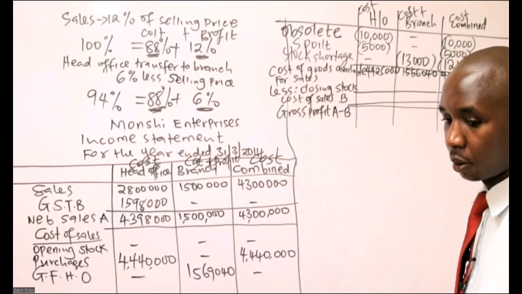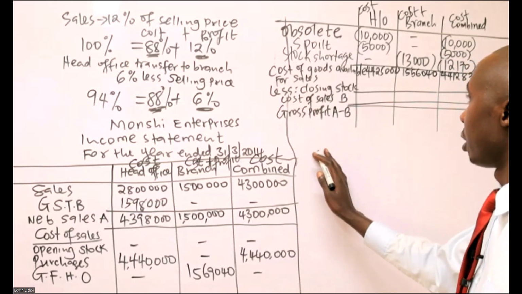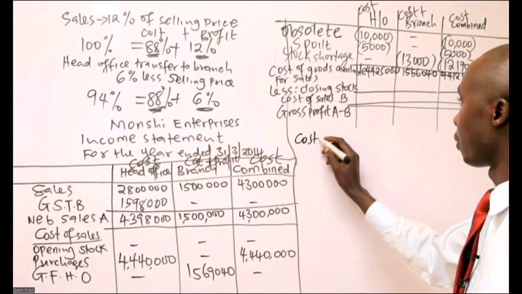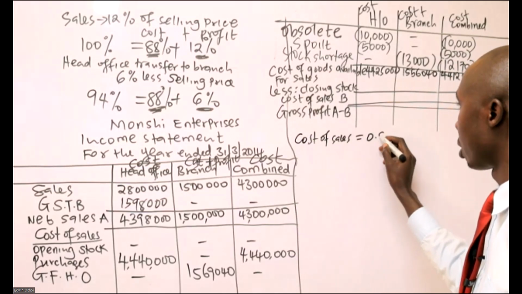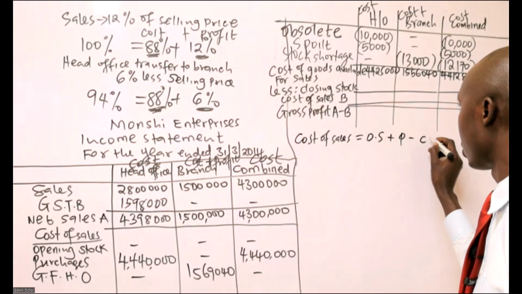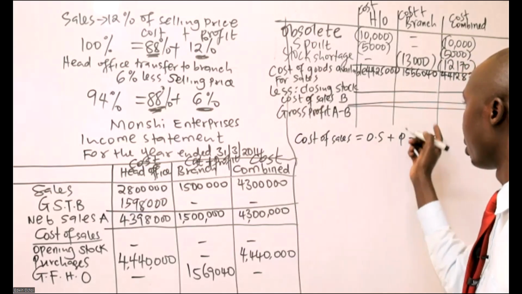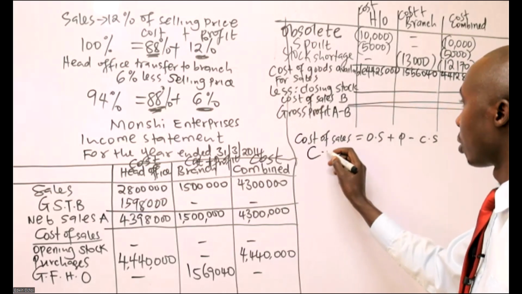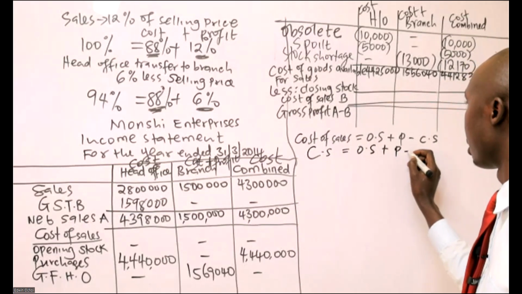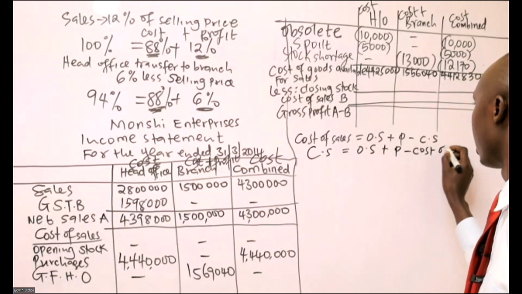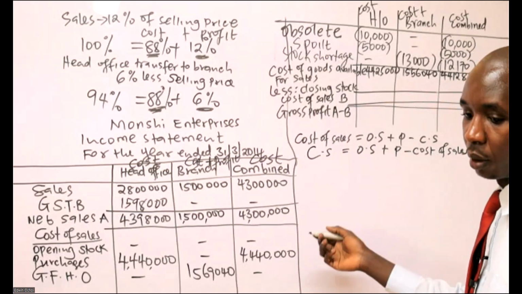That is correct. So what we are supposed to do is what Frederick has said, that cost of sales is equal to opening stock plus purchases minus closing stock. So we make closing stock the subject of the formula, meaning that closing stock will be opening stock plus purchases minus cost of sales. And so that is what we do.